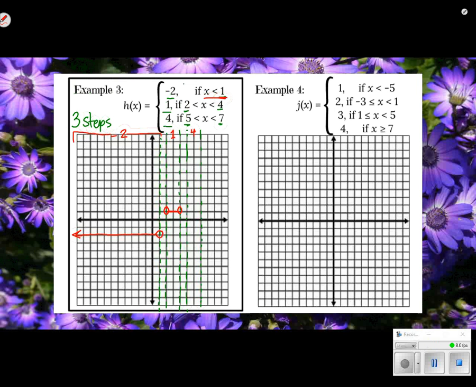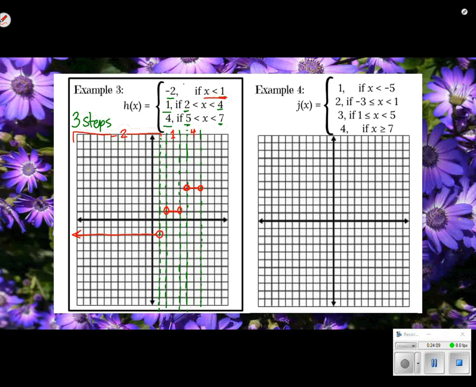All right, between 5 and 7, I'm going to be at 4. So 5, 4, 1, 2, 3, 4. Open circle because no equal to bar. At 7, 4, another open circle because there's no equal to bar. And then a nice flat horizontal line. And then we could erase the green lines, and that would just be the step function. And there are 3 steps, right? We saw 3 equations. There are 3 steps. And we're done.